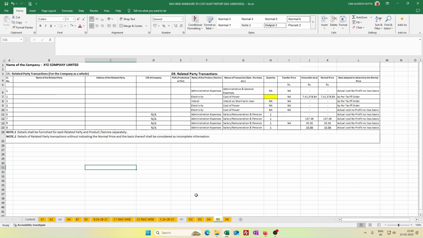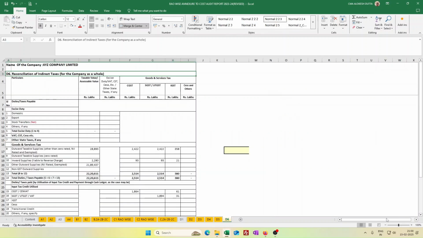Now this is the related party transaction annexure. It has to be a replica of what has been depicted in the audited accounts. You will get this item from the audited accounts.